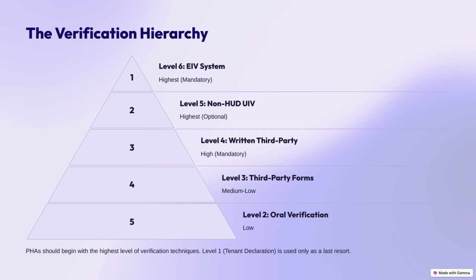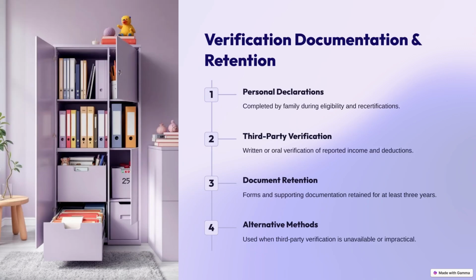Sometimes, if we can't get written verification, we might have to use a third-party form. This is still considered pretty reliable, but it's not as strong as the first two methods. Then we have oral third-party verification, which is used when we can't get anything in writing. It's not as solid as written verification, but it's better than nothing. And finally, we have tenant declarations. This is basically the tenant telling us their information. It's the least reliable, so we only use it when no other verification method is available.